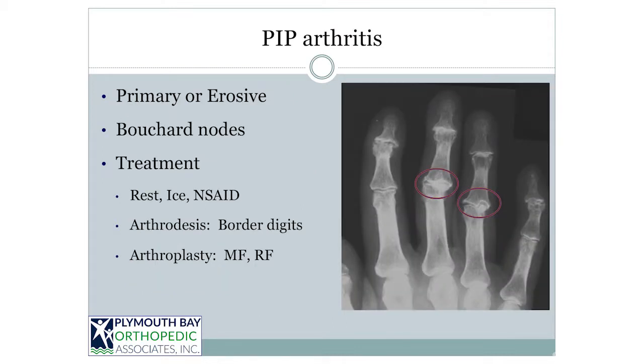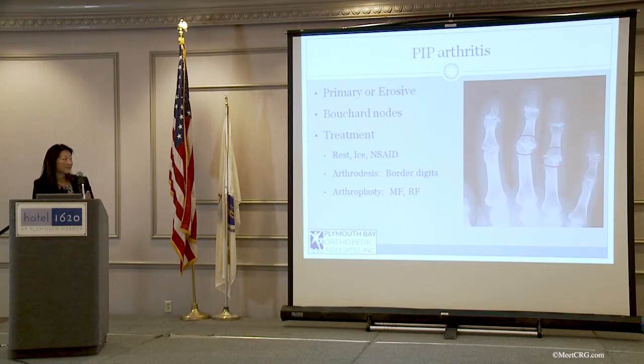In the joint above it, the PIP joint, this can be just regular primary degenerative changes, osteoarthritis, or it can be erosive, where it really destroys the joint. In x-rays, you can see complete destruction and deformity of the PIP joint. These are the joints where you'll get those Bouchard's nodes, or swelling at those joints. Treatment for this is the usual rest, ice, anti-inflammatories, and activity modification.